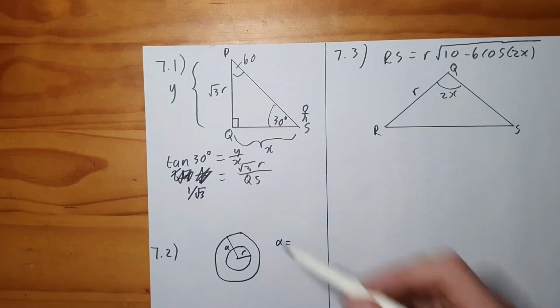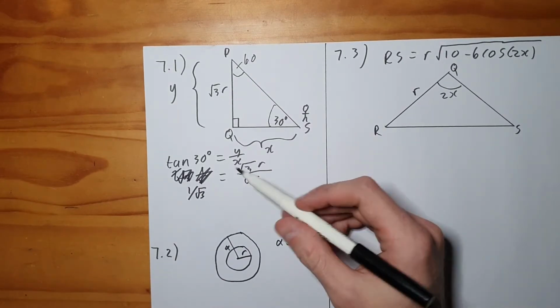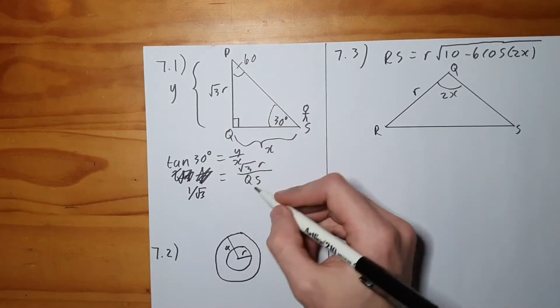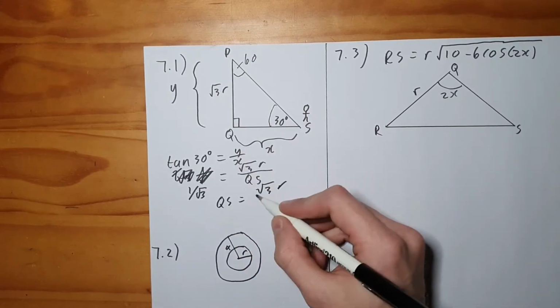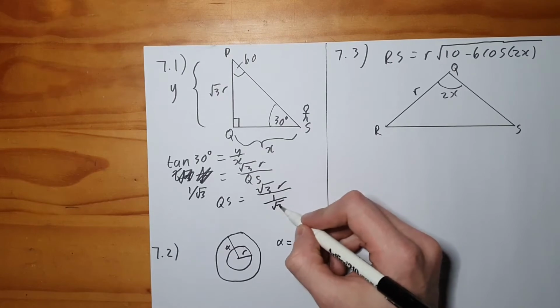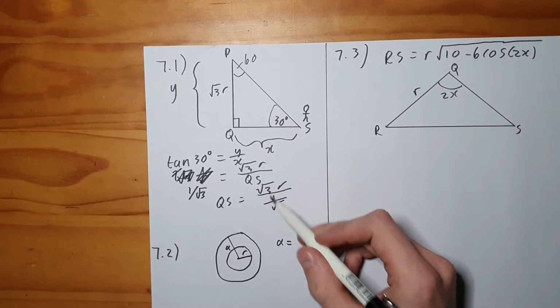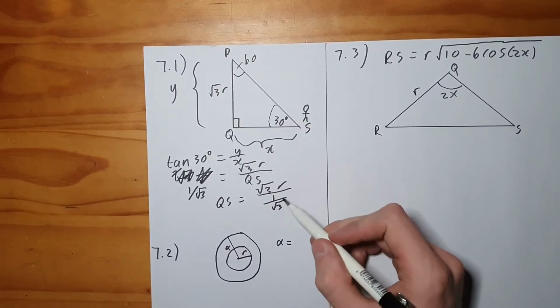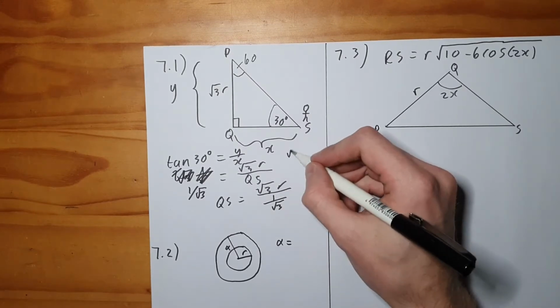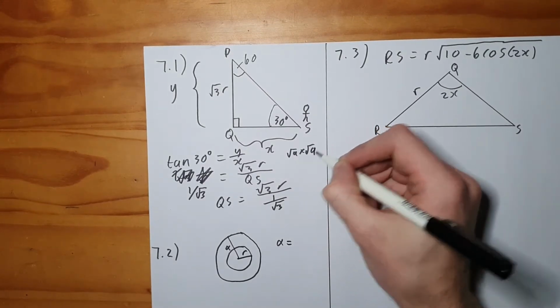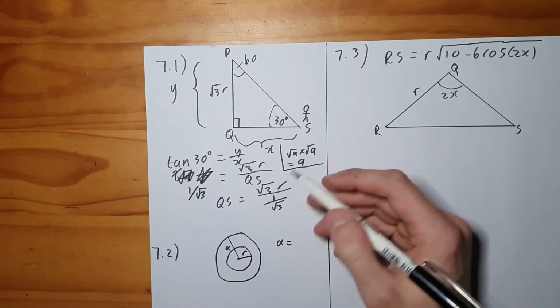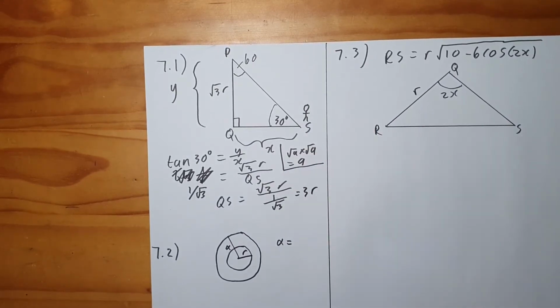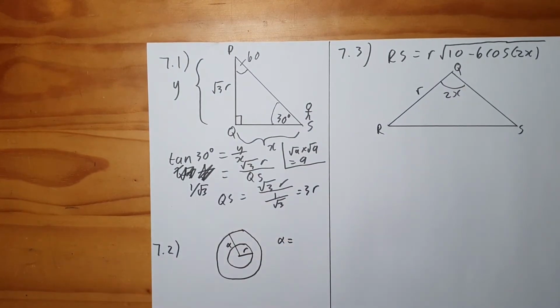Now we need QS on its own. So I'm going to take QS that side, and I'm going to take 1 over root 3 this side. So I'm going to have QS equals root 3r all over 1 over root 3. Because it's a fraction within a fraction, this goes to the top. So root 3, remember that if I have root a multiplied by root a, it's going to give me a. Same thing's going to happen here, and I'm going to end up with 3r. So I've shown that QS equals 3r.